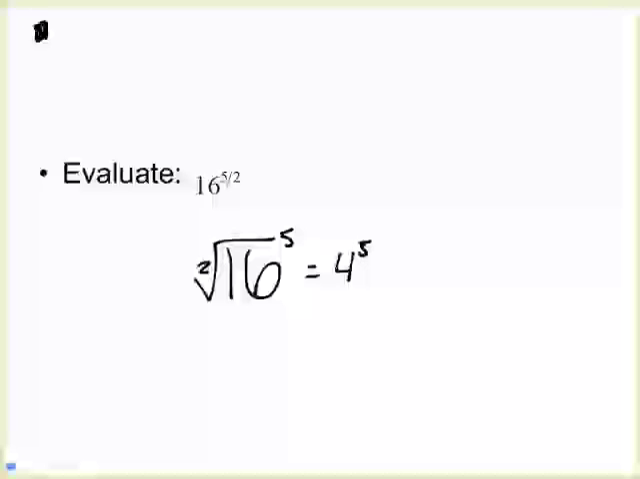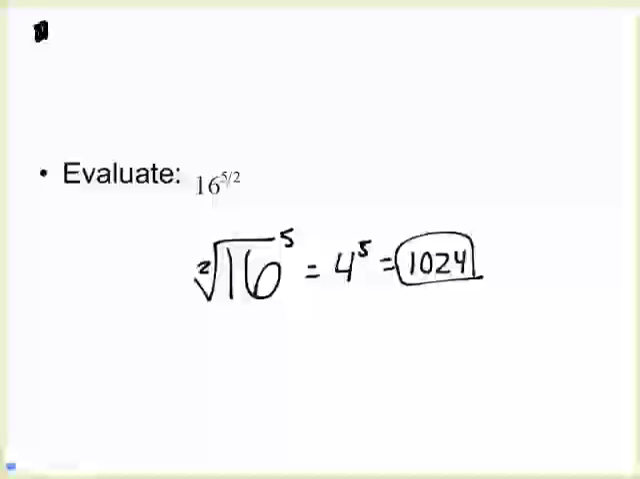I don't expect you to know what 4 to the 5th is, but we can type that into our calculator and get 1024.